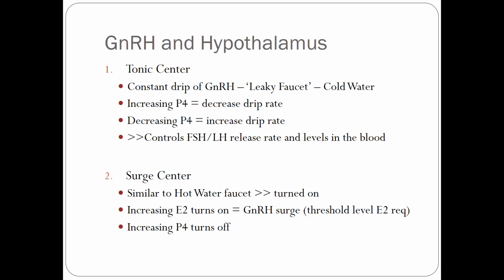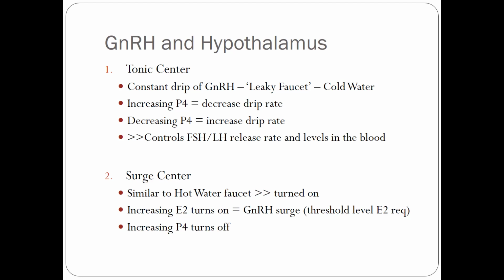So our tonic center in the hypothalamus, when it synthesizes and secretes GnRH, does so like a constant drip. If you've ever had a faucet that leaks, it just does a constant drip, drip, drip, drip. It never stops. And that's a really good analogy for how the tonic center actually works. And so when progesterone or P4 is increasing, we can actually see a slight decrease in the drip rate.